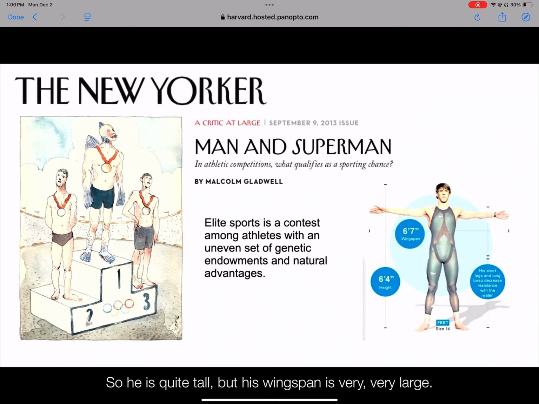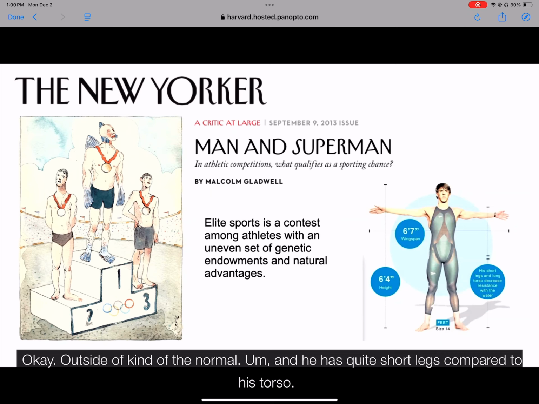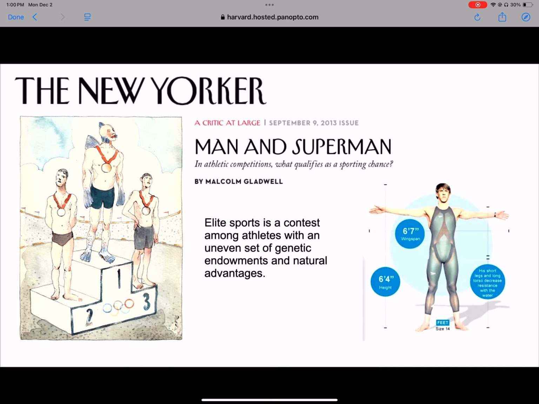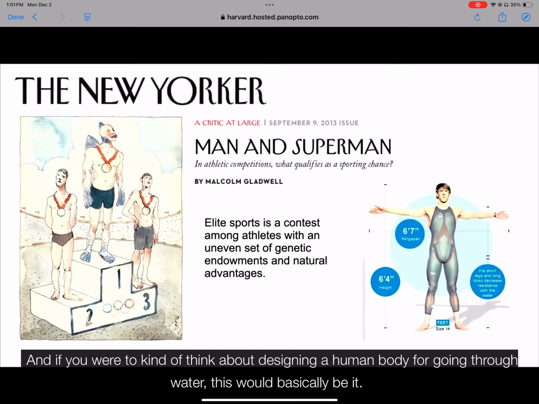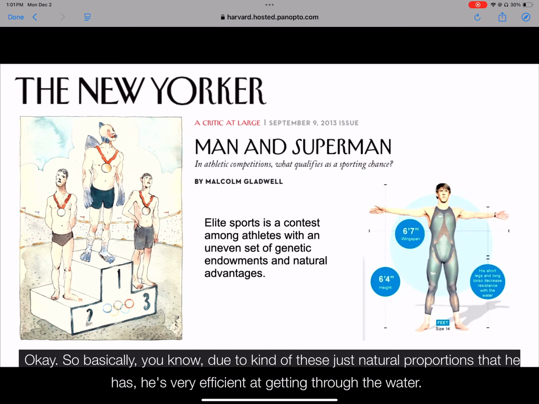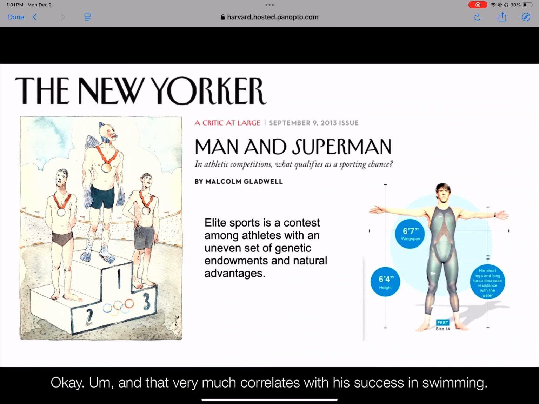So he is quite tall, but his wingspan is very, very large, outside of the normal. And he has quite short legs compared to his torso. So proportionally, he's on an extreme end of the range of the human population. If you were to think about designing a human body for going through water, this would basically be it. Due to these natural proportions, he's very efficient at getting through the water, and that very much correlates with his success in swimming.